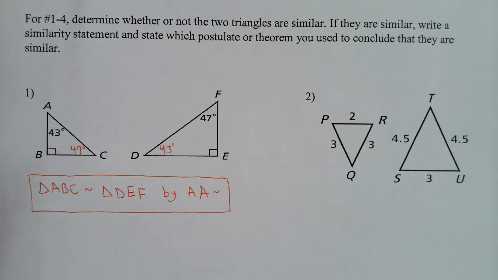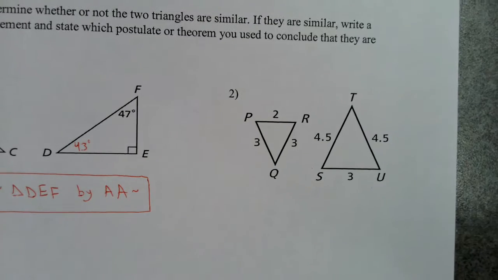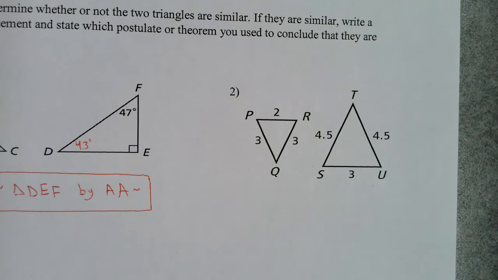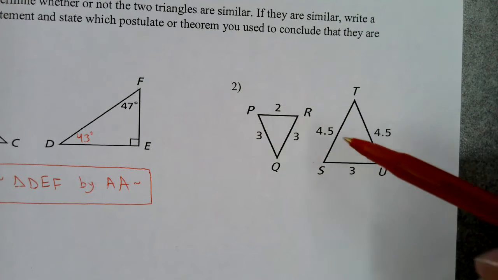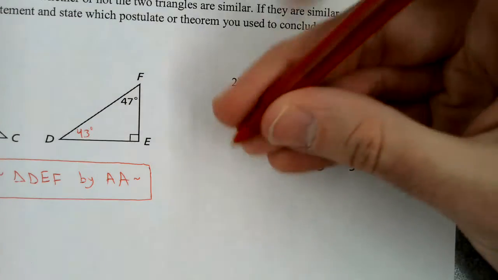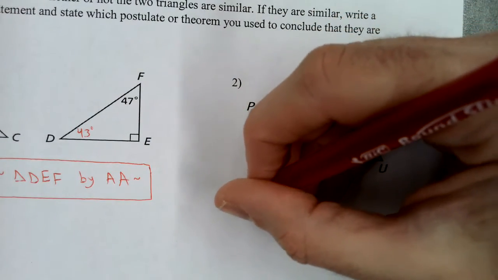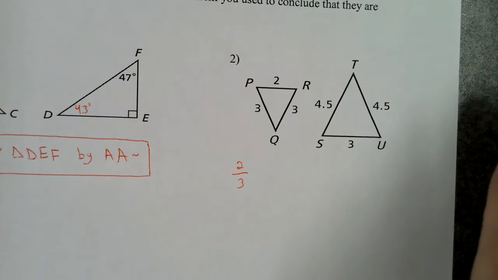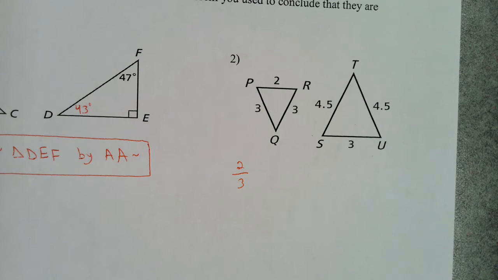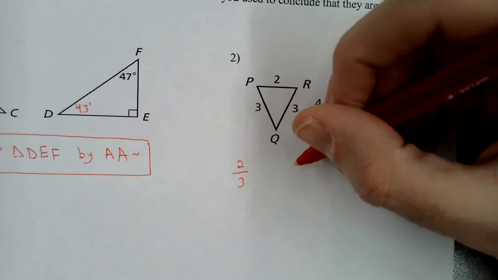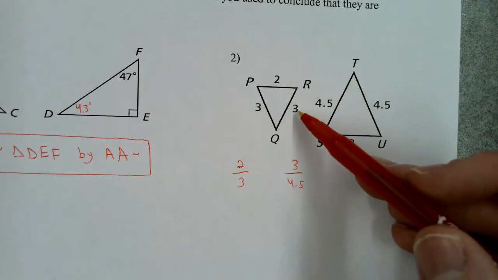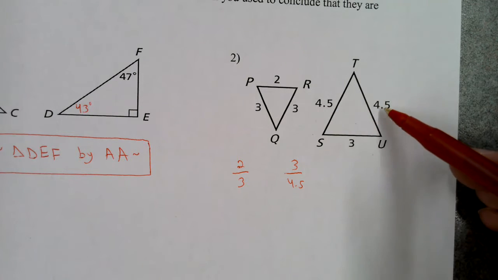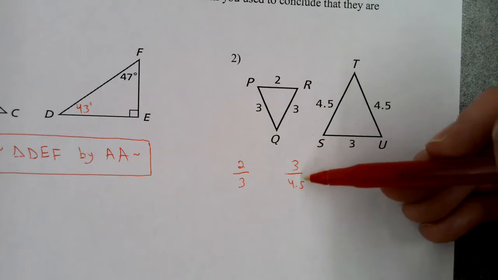Number two, are the two triangles similar? So what I'm going to do first is compare the two smallest sides in each triangle. Let's compare the 2 with the 3. I cannot simplify 2 over 3 anymore, so I'll leave it like that. Now let's compare the two medium sides, which is the 3 and the 4.5. This 3 and that 3 is the same, and this 4.5 and that 4.5 is the same. So all I have to do is compare these two.